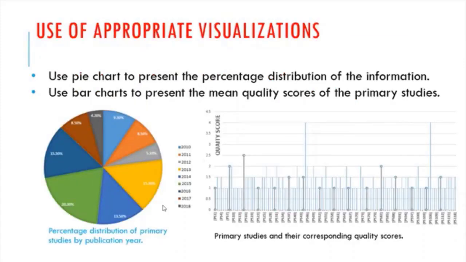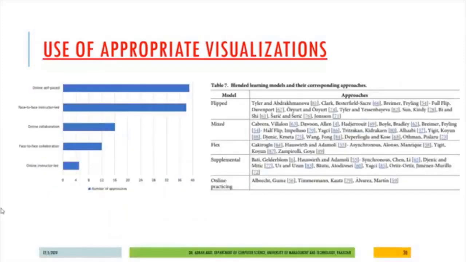So these are different variations that you will see in these. See, for all the articles here, they have this quality score. And here in the pie chart, they have the number of articles published in a given year. So from 2010 to 2018, we have these different distributions of the number of articles published.